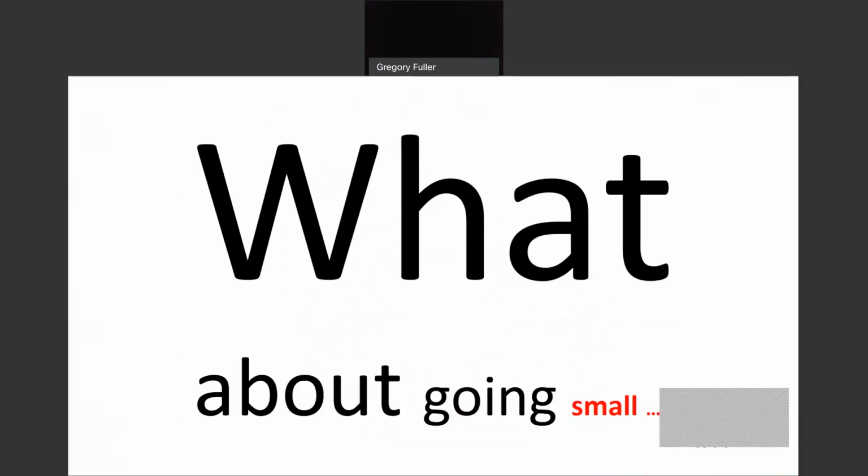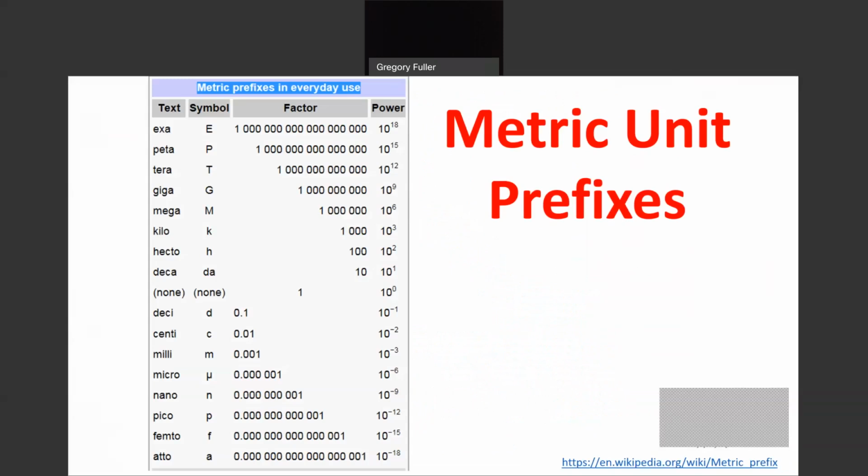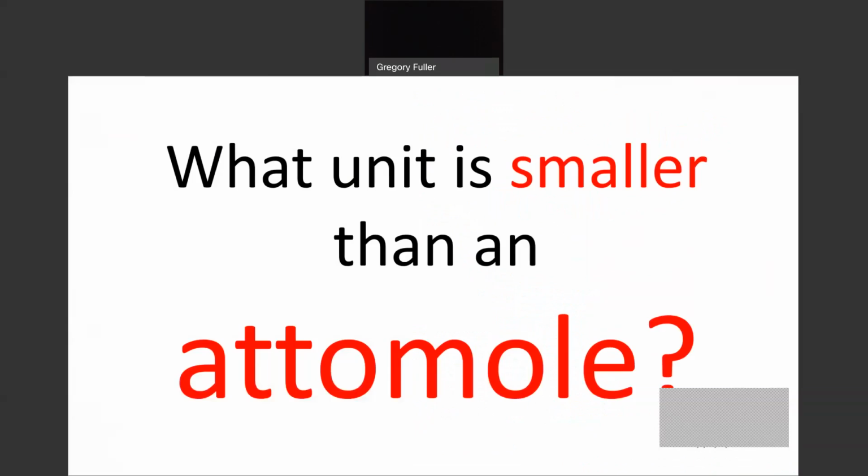All right, what about going small? Here are the prefixes. Going small: deci, centi, milli, micro, nano, pico, femto, atto. So atto, 10 to the minus 18. That's as small as this table from Wikipedia goes. Can we get smaller? Let's talk about chemistry, an attomole. Is there a unit smaller? A molar entity smaller than an attomole?